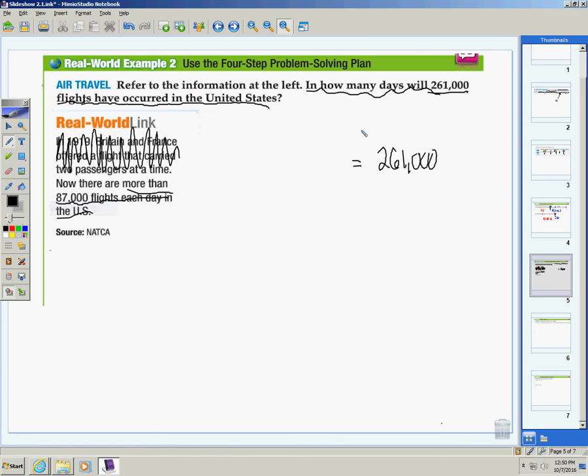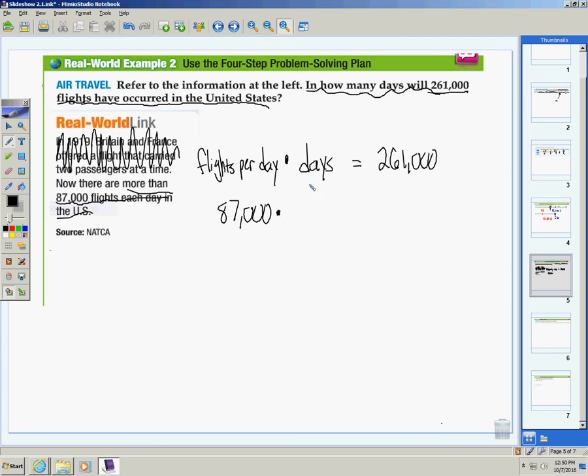Well, I know there's 87,000 flights every day, so it's going to be my flights per day, and then I'm going to multiply that by the number of days. Because if there's 87,000 flights in a day, I can multiply that by how many days there are to figure out how many total flights there would actually be. And I know the number of flights per day, 87,000. What I don't know is how many days it's going to be.